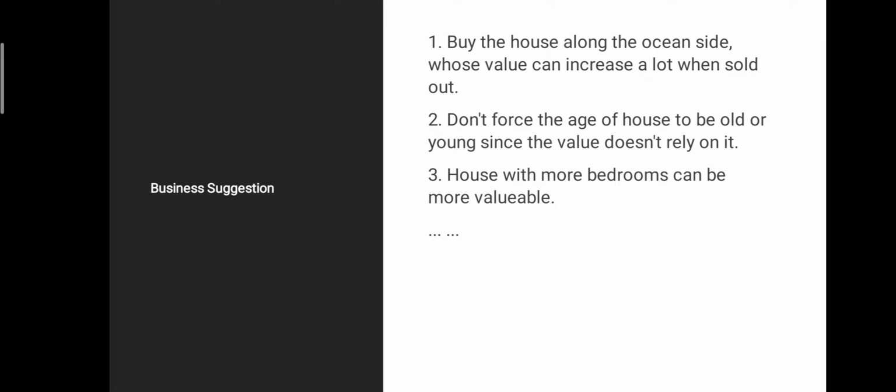And we can get many business suggestions here. The first one, we can buy houses along the ocean side, whose value can increase a lot when sold. Second, don't force the age of a house to be old or young since the value doesn't rely on it. Also, houses with more bedrooms can be more valuable. There can be other suggestions here, but I just don't mention them.